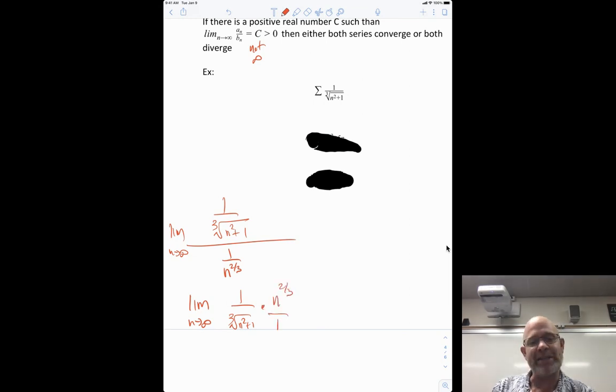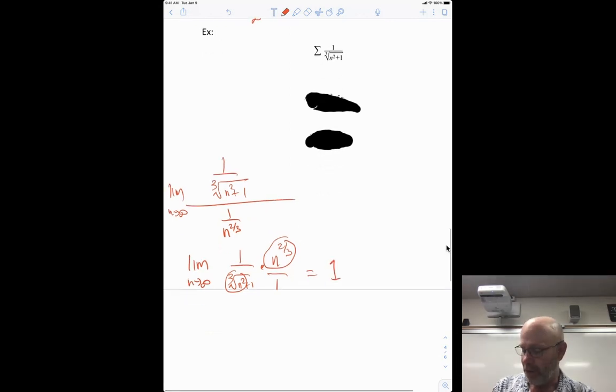So now notice it's a higher power rule. The higher power of n in the top is 1. The higher power of n in the bottom is 1. Therefore, the limit of that is 1, which is greater than 0. And I know that seems really funny. Why would I ever write that?